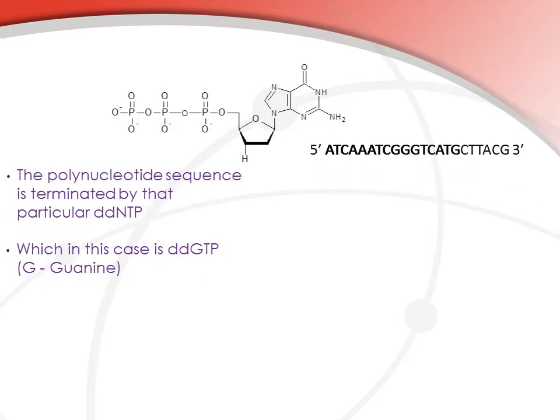Since these analogues are only selectively incorporated into the DNA sequence, you'll get a wide variety of lengths of DNA fragments, which will give you an idea of the wide variety of positions a certain nucleotide will be in a particular DNA sequence.